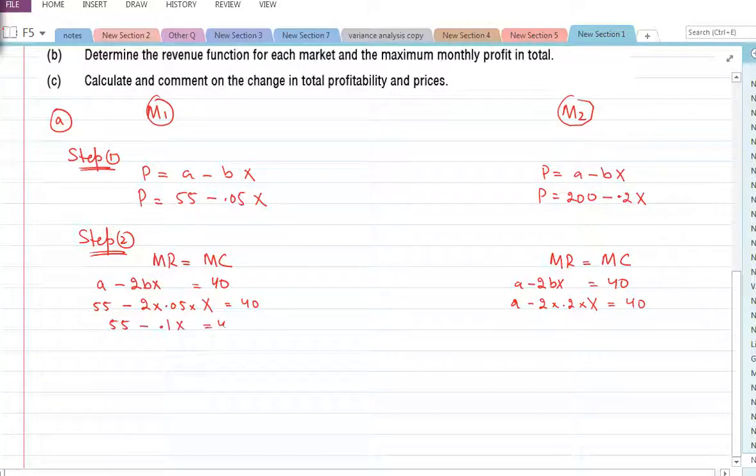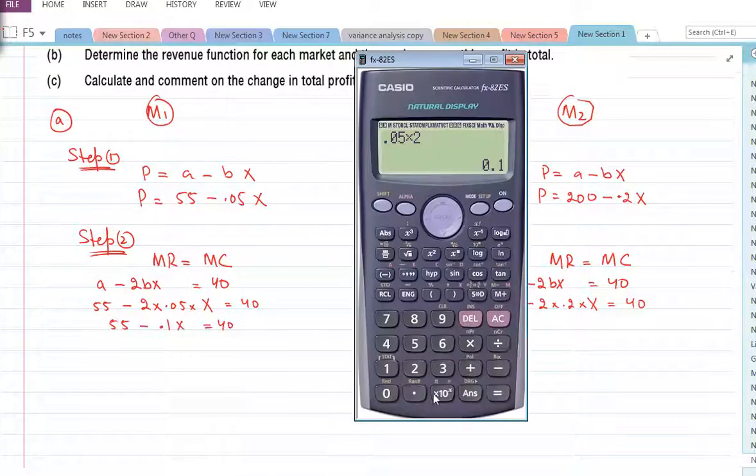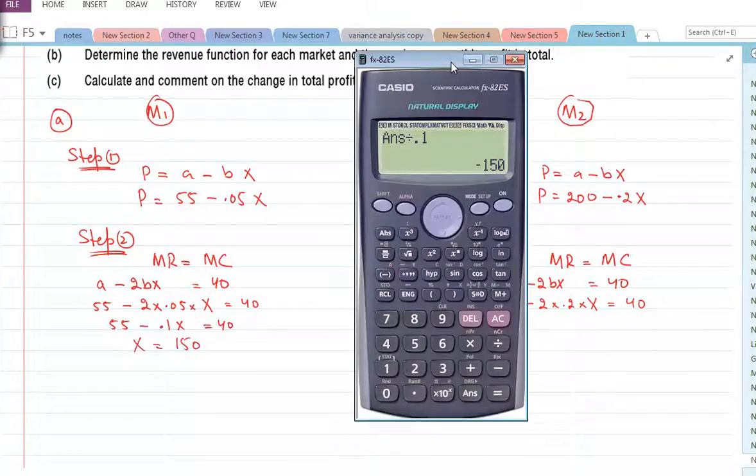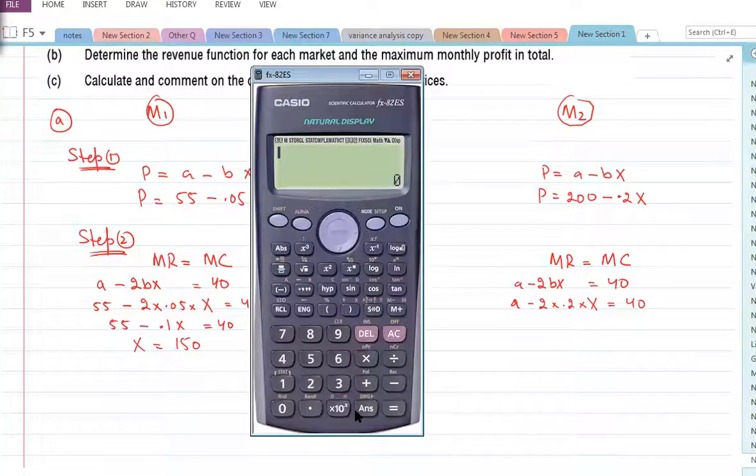0.1x is equal to 40. Okay, now 40 minus 55 will be minus 15 divided by 0.1, which is minus 0.1, but minus minus will be cancelled, so x will be equal to 150. And similarly on the other side it will be 2 multiplied by 0.2, which is 0.4. So this will be 0.4.